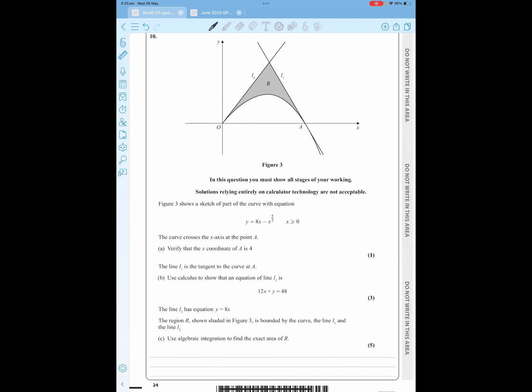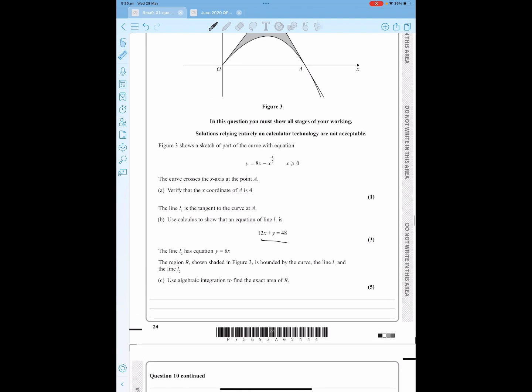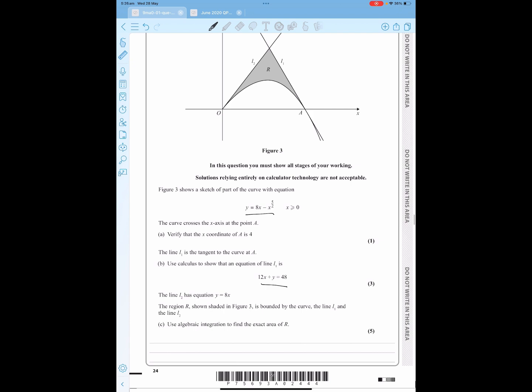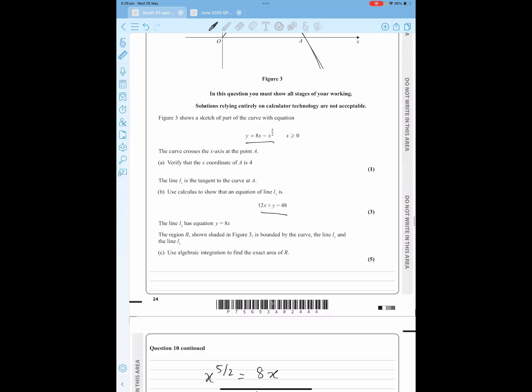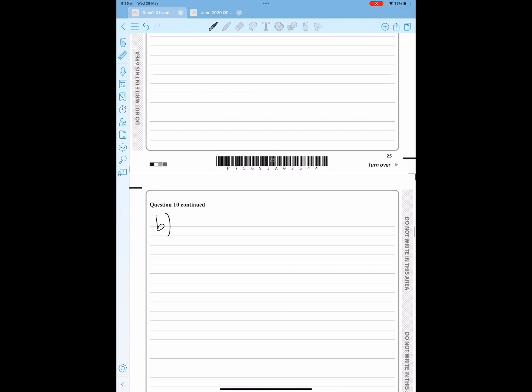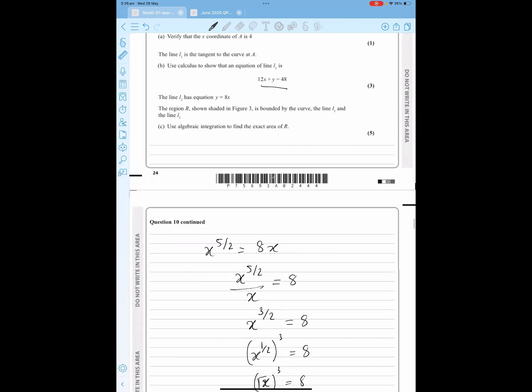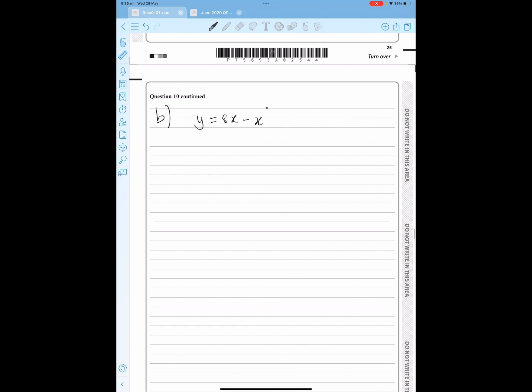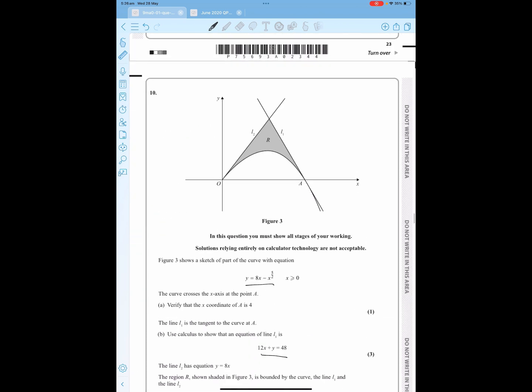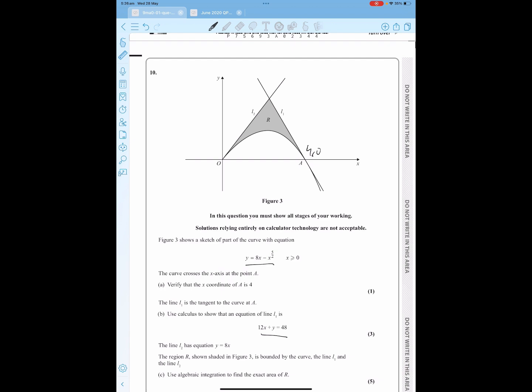Okay, so part B says that the line L1 is tangent to the curve at A. Use calculus to show an equation of the line is that. So what does that mean? That means we can differentiate the curve and we know the coordinates of A, so we can find the gradient. y is equal to 8x minus x to the power of 5 over 2. Let's differentiate. dy over dx is equal to 8 minus 5 over 2 x to the power of 3 over 2. And the coordinates of A was 4, 0.